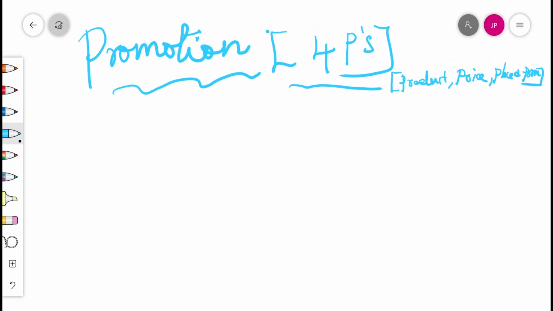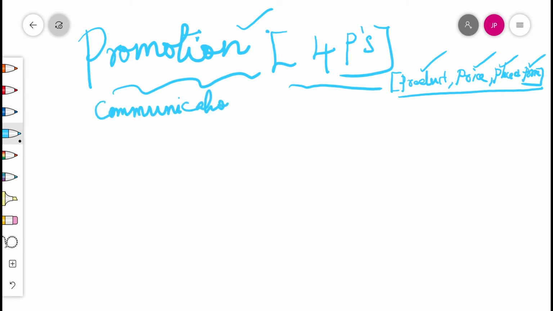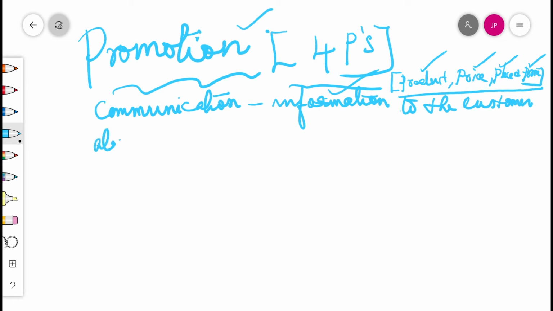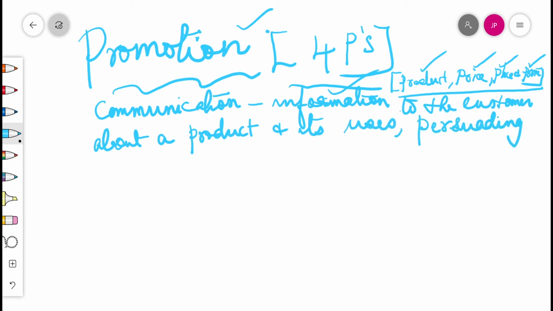Today's topic is promotion. Out of the 4 P's, the last P is promotion. Another important element of the marketing mix is promotion. It refers to the use of communication for providing information to the customer about a product and its uses, and persuading the customers to purchase it. Communication for providing information to the customer about a product and its uses. And thirdly, persuading them to purchase it.